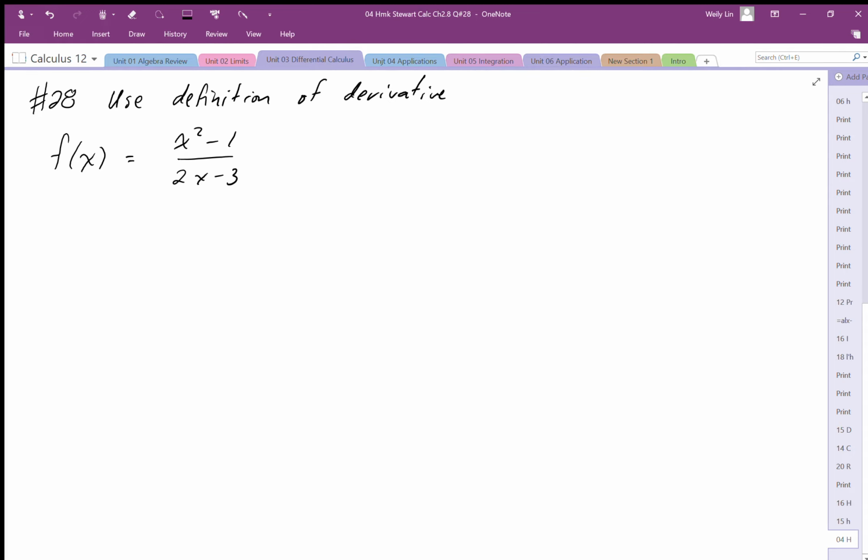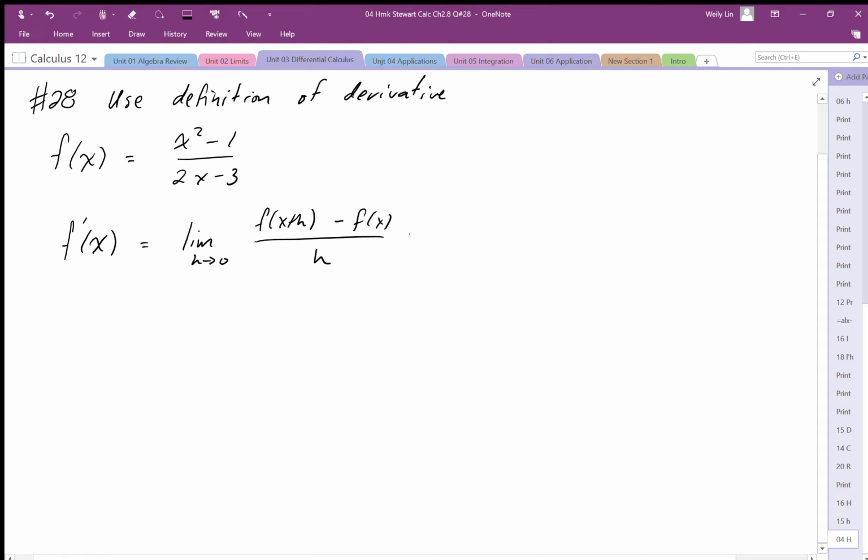For this problem, we're going to use the definition of the derivative to find the derivative of this function. So the definition of the derivative looks like this. The derivative function f prime of x is equal to the limit as h approaches 0 of f of x plus h minus f of x all over h. So in this particular case, it's going to look like this.